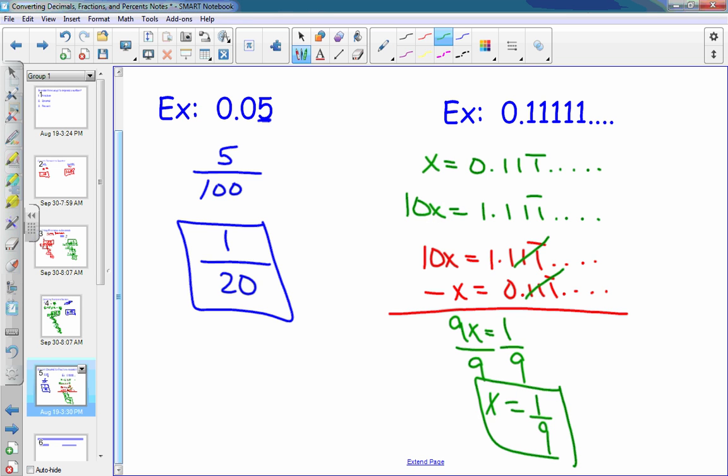Okay? Which I think is pretty interesting. Probably never seen that done before. And you have to do that with repeating decimals because that's the only way you can get it to work out. Okay? Again, that's not on your homework tonight, but I just wanted you to be aware.